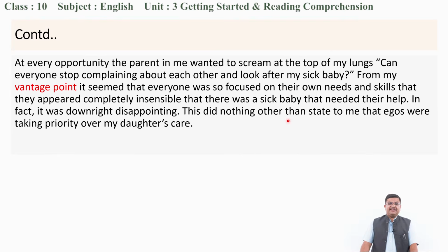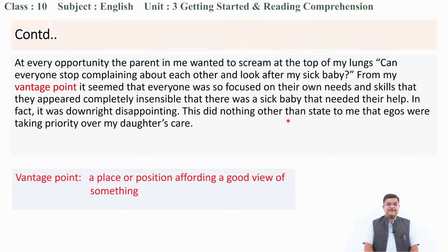Continuously, at every opportunity, the parent in me wanted to scream at the top of my lungs, "Can everyone stop complaining about each other and look after my sick baby?" So, the author, the mother of the patient, became irritated and she was about to scream. Scream here refers to sobbing, crying.